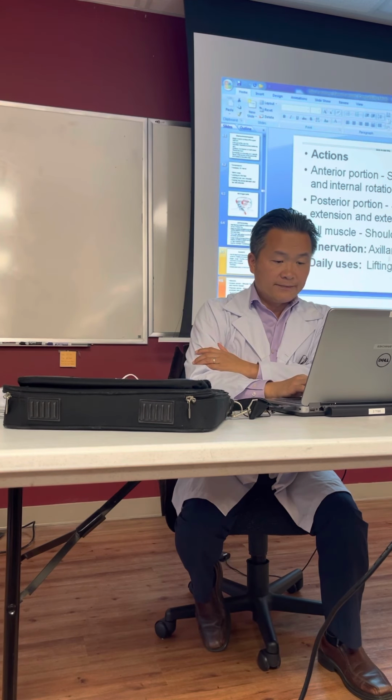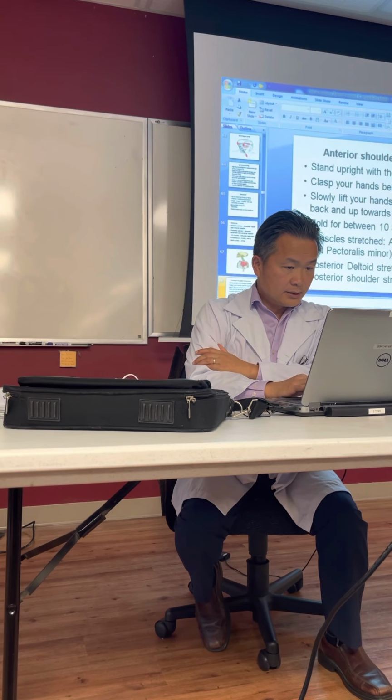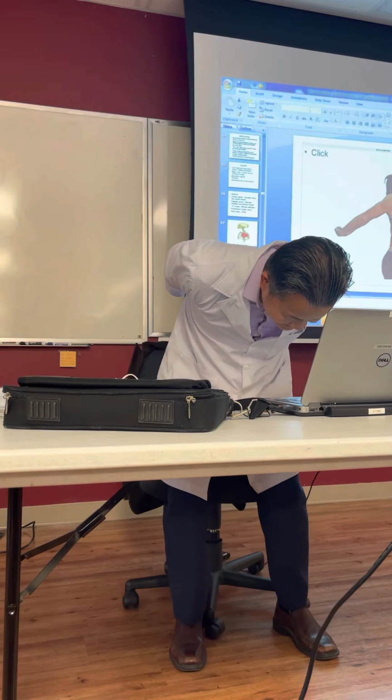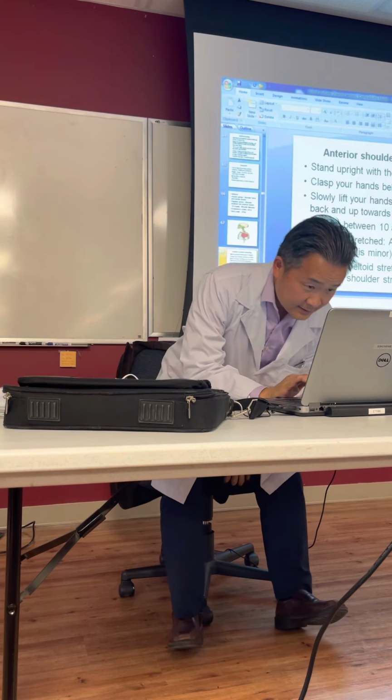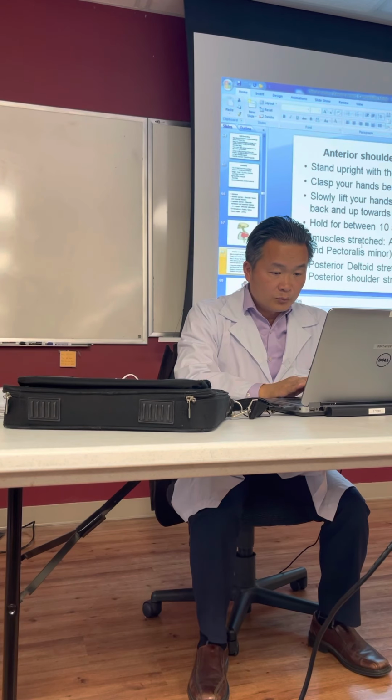Daily use is for lifting. So this is where the deltoid muscle is. Anterior shoulder stretching: stand upright with your back straight, clasp your hands behind your back, and slowly lift your hands away from the back, upward toward the ceiling. Like this, yeah? You bring your arm up and bend forward. So that's for anterior shoulder stretching. Hold that for 10 to 30 seconds. You're stretching the anterior deltoid muscle and also the pectoralis minor.